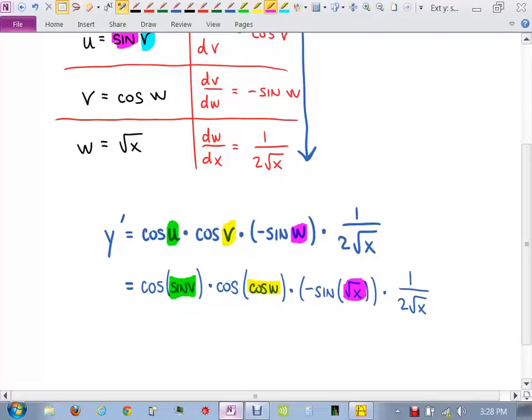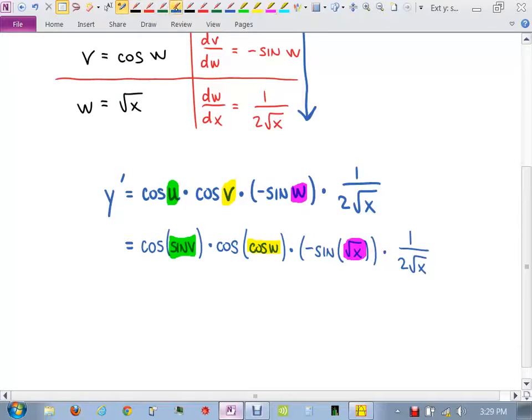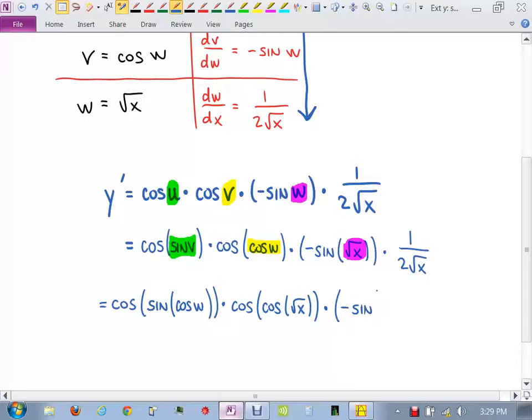And now I got to go again. What's v right there? We have sine v right there in the green. What's v? Cosine w. So just be careful with your parentheses here. It's cosine of sine of what? What's v? Cosine w. Close that off twice. Times cosine of what's w? Square root of x. Close that off, close it off. Times negative sine of root x. I don't need to do anything there. Then times 1 over 2 root x.